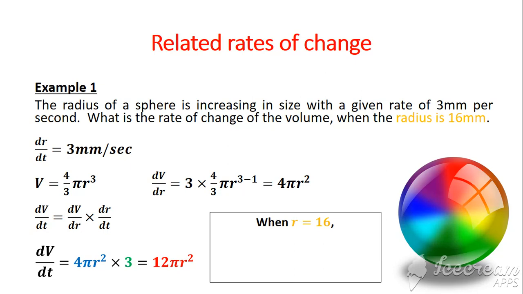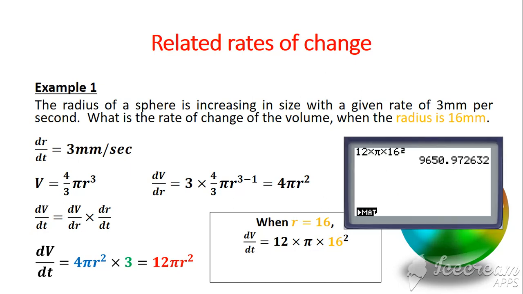Now, the question said, what is the rate of change of the volume when the radius is 16? So we need to grab 16 and substitute that into our dv/dt. And we get a dv/dt value of 9,650.97 millimeters cubed per second. Don't get too caught up in the units. It's not vital that you understand units really.